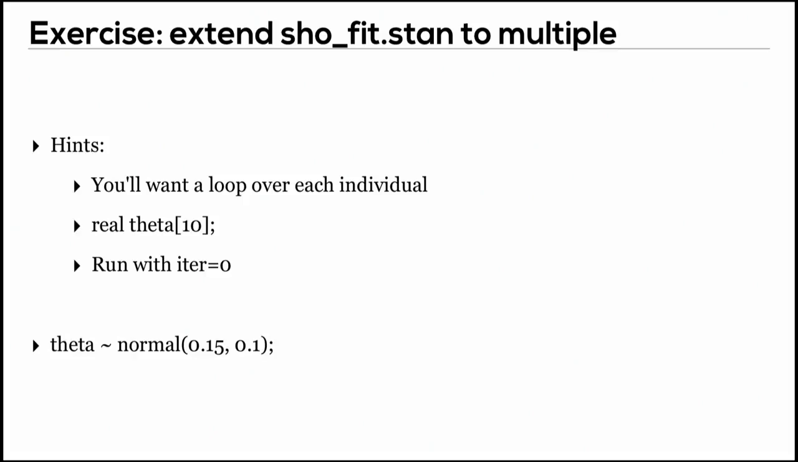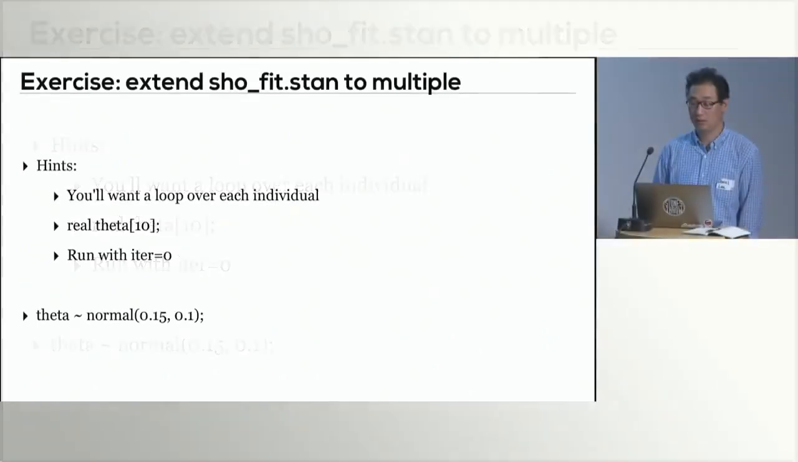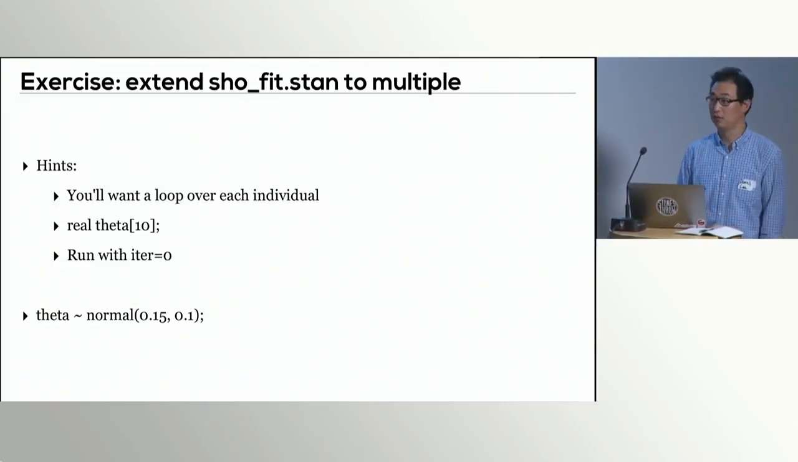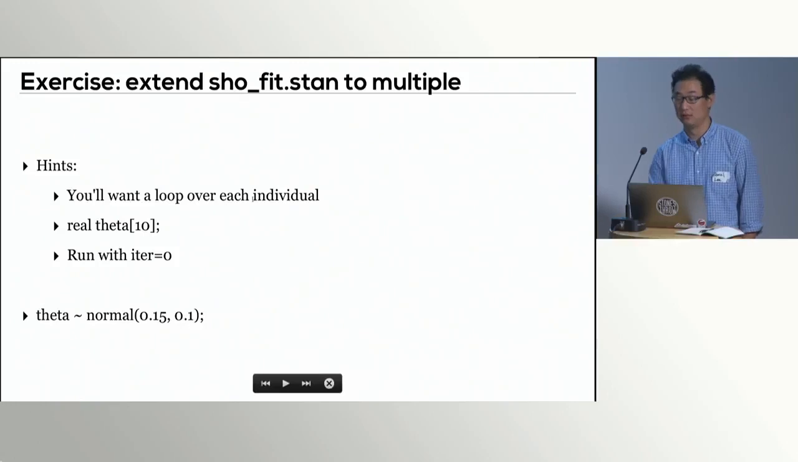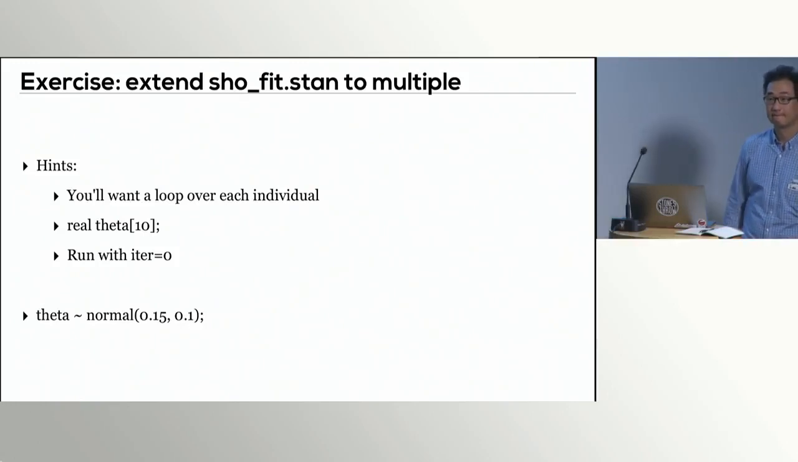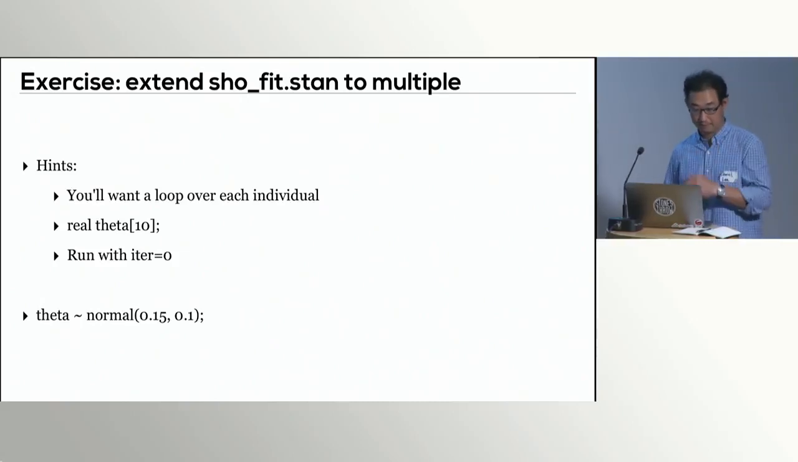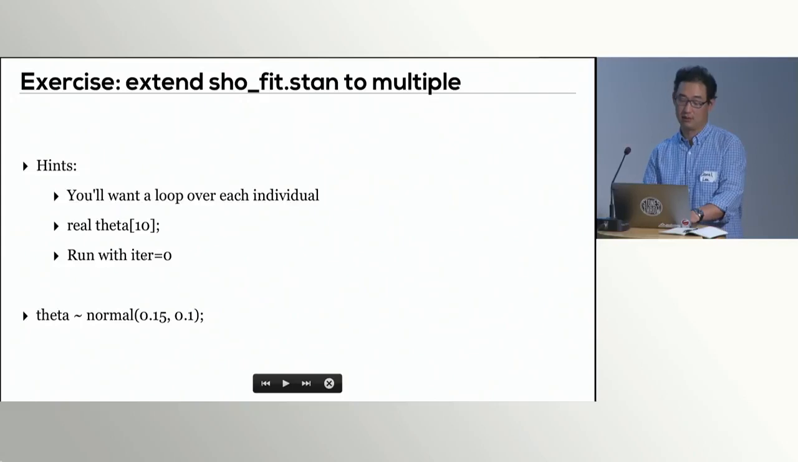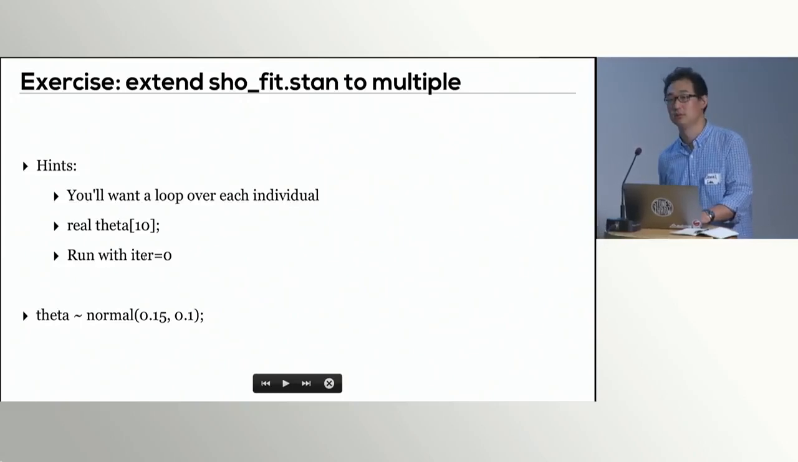Okay. So the next exercise is to extend show_fit.stan to fit to the multiple observations. And one of the hints is that you'll want to loop over each individual. Sorry, that should be run with init equals 0. You might need that.